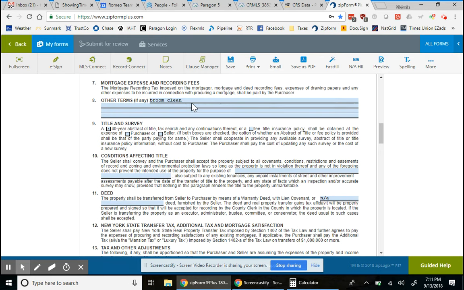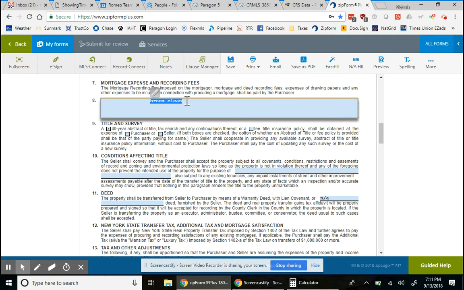Paragraph 8. In this paragraph, you can say you want the property broom clean. Another thing to add here, property to be maintained inside and outside until closing. Okay? What does that mean? We're heading into winter right now. Snow removal, leaves, raking, all of the above.